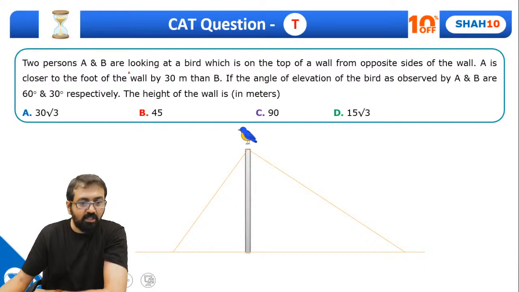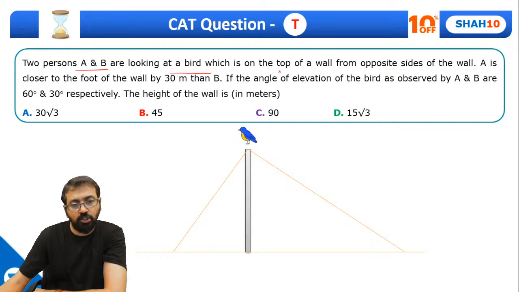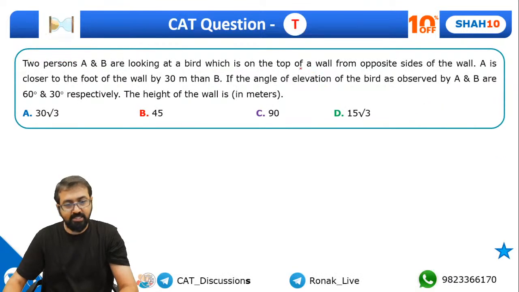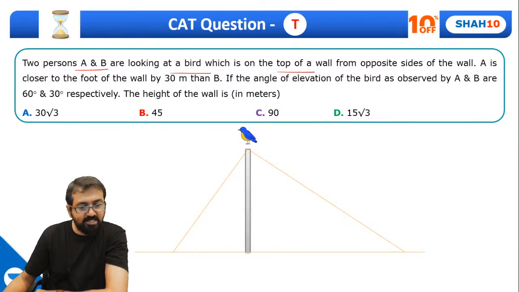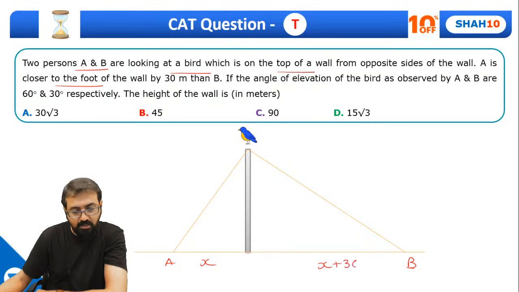So let me show you the figure. Guys, this is how it looks. Two persons, A and B, are looking at a bird which is on the top of a wall, right? Okay, and they are looking from opposite sides. So A is over here, B is over here. Why? Because A is closer to the foot by 30 meter than B. So if A is at x meter, B should be at x plus 30 meter.